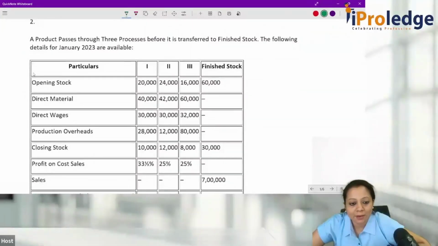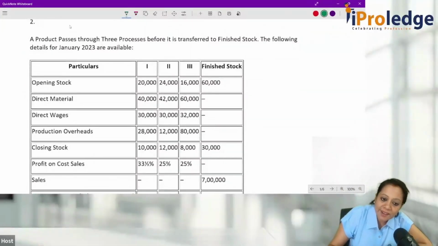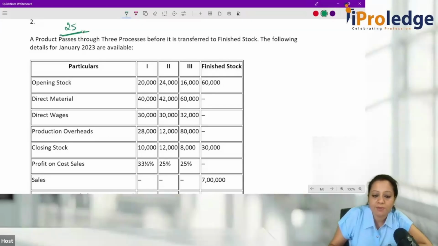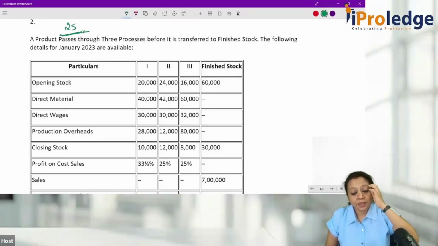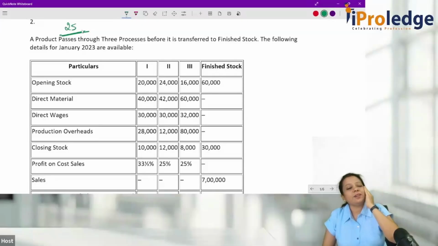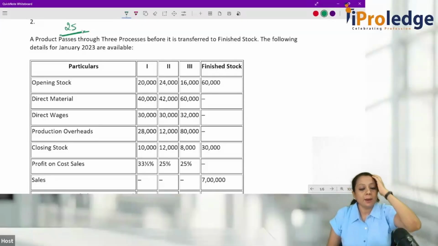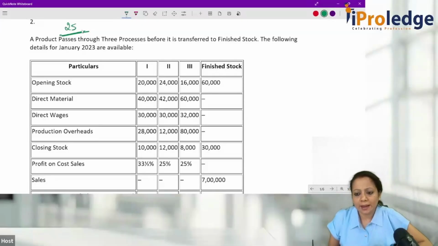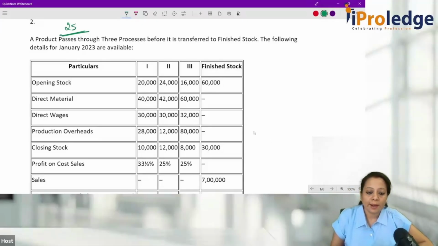So next, we will now go to question number 25, which is inter-process profits. Pay full attention when you are reading and writing, because it's quite easy. Some, not everyone, but some students find this a little bit tricky, but it's not tricky at all. So let's go ahead and read this.